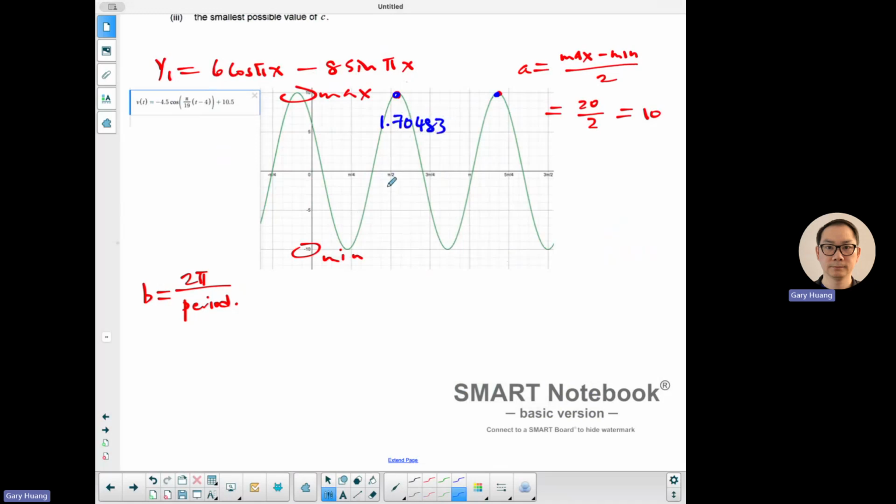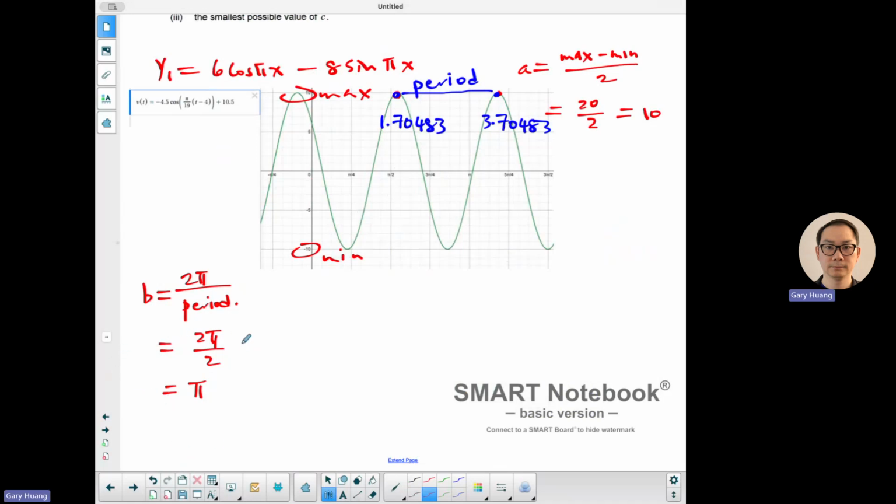I got 1.70483 for this point, and I got 3.70483 for this point, and if I subtract the two, that's the distance. That's going to give me the period. You can see that 3.7 subtract 1.7, the period is going to equal 2. So 2 pi divided by 2, they cancel. So the b value is equal to pi.